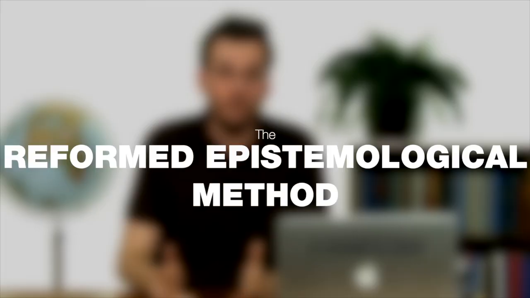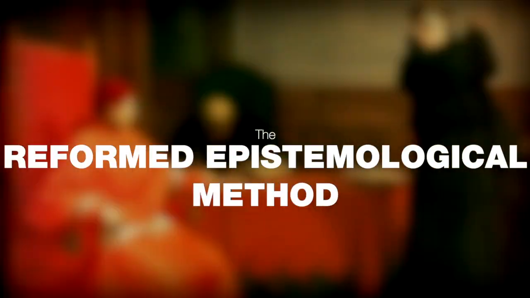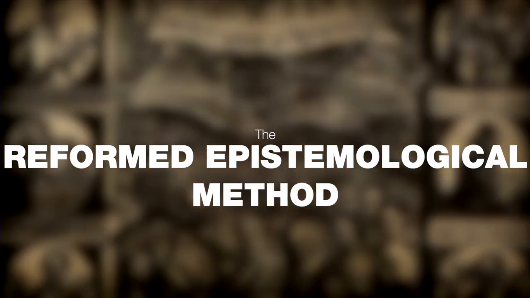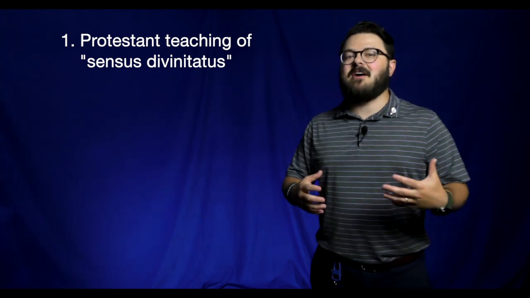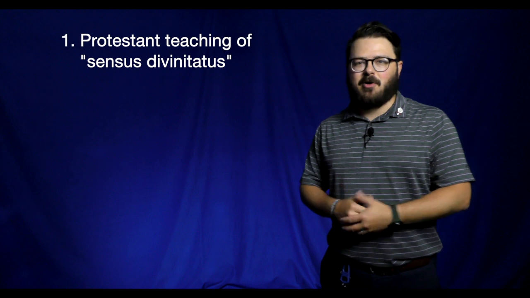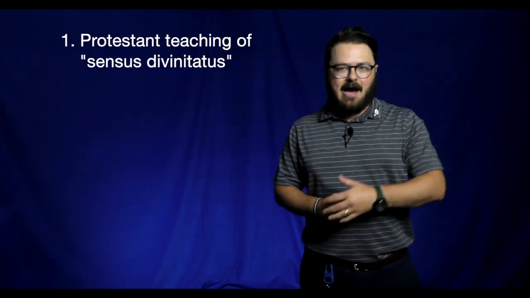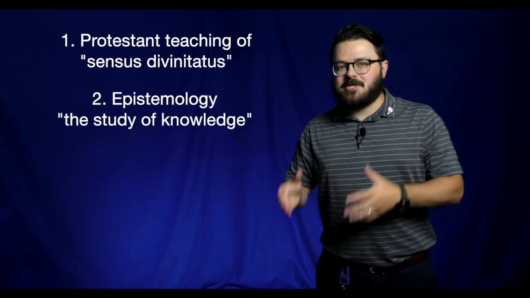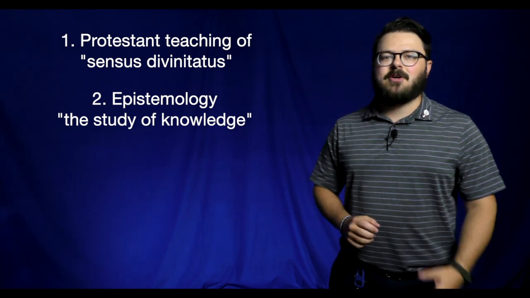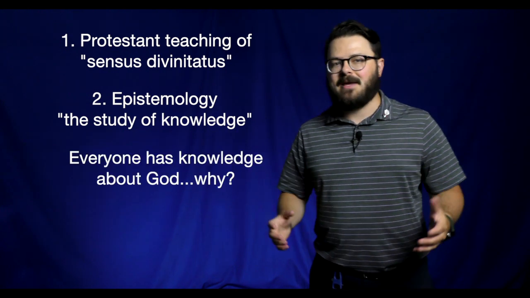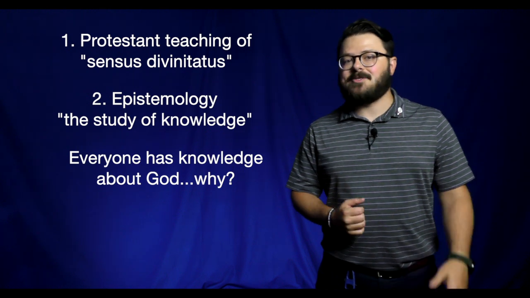5th, Reformed epistemology apologetics. This method comes from 2 ideas. First, the sensus divinitatis, or the sense of the divine, which comes from the works of Protestant reformers like John Calvin and Martin Luther, and epistemology, which is the study of knowledge. This method focuses on the common knowledge shared among all human beings about God and his existence.